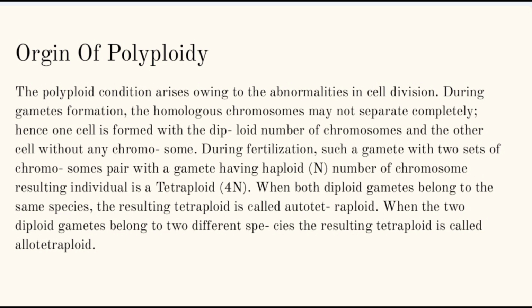When both diploid gametes belong to the same species, the resulting tetraploid is called autotetraploid. When the two diploid gametes belong to two different species, the resulting tetraploid is called allotetraploid.